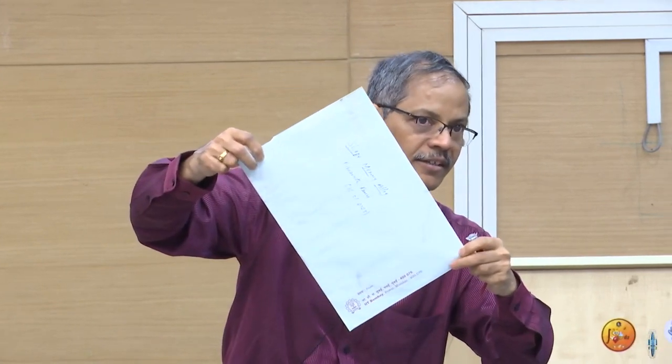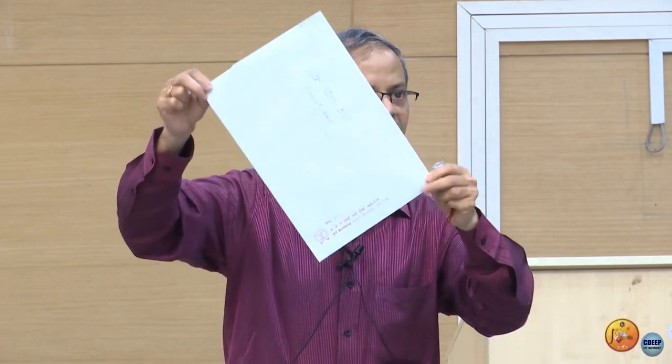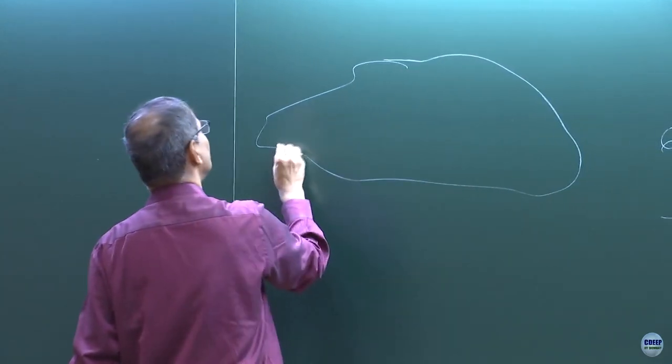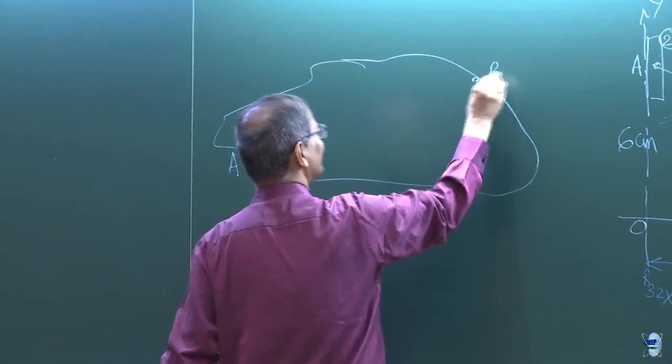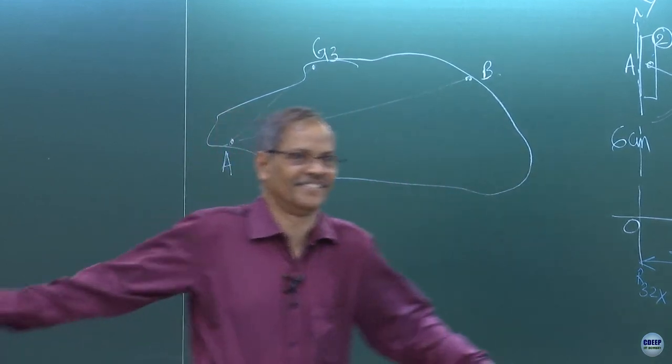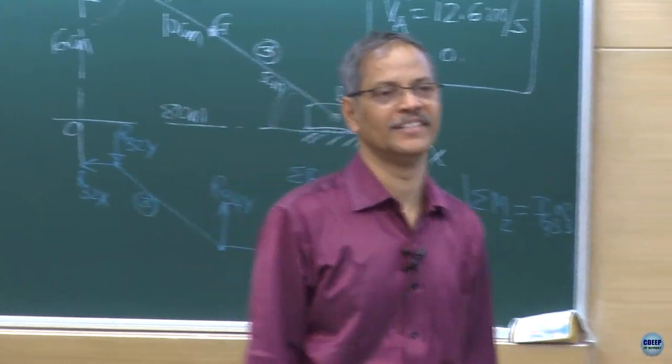AB is a link, obviously, but the link can be of any shape. It could be this way also. It could be like this. We didn't bother about it till now. It did not affect our analysis at all. So the link 3, for all you care, could be like this. A is here, B is here, G3 is here. Whatever way it may be, it doesn't really matter. Now you will need it.